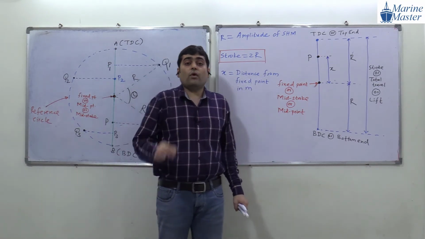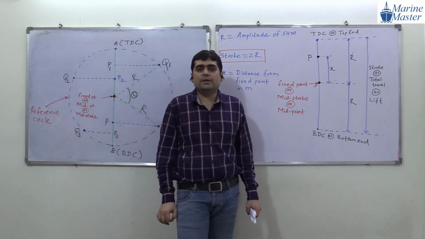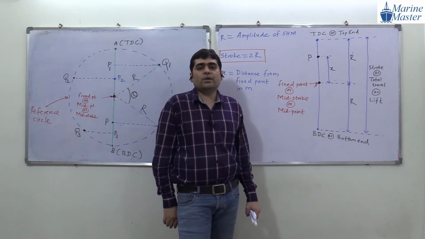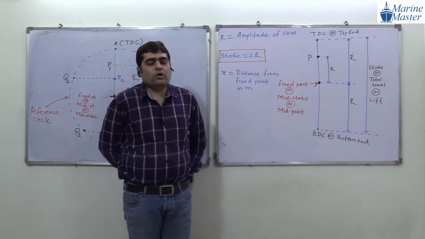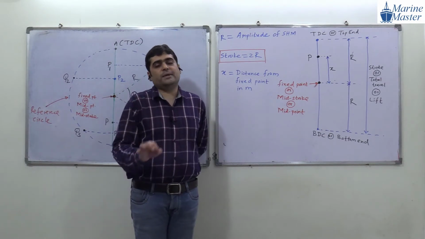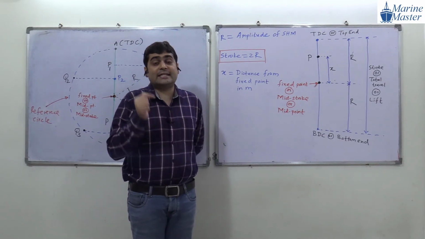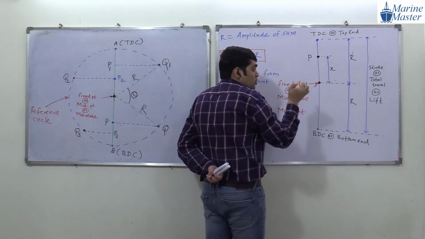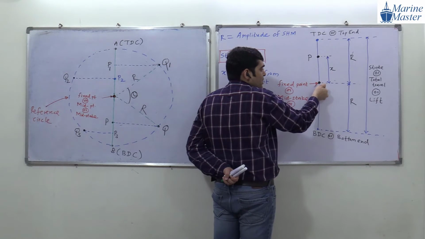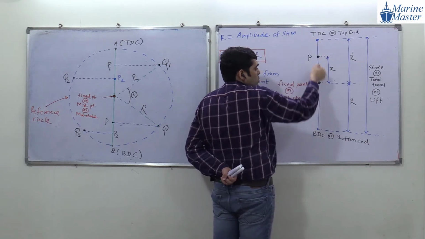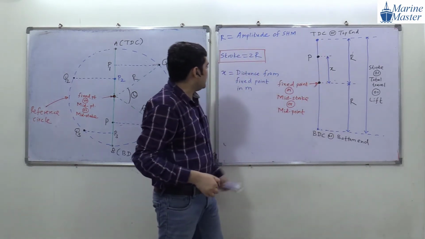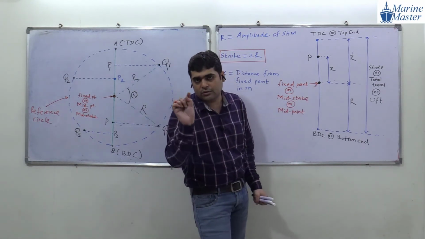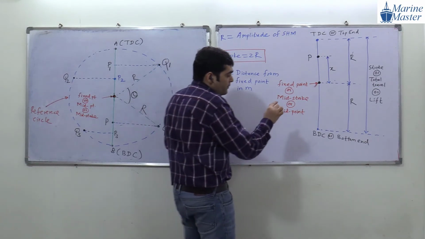Now my question is, what will be the lowest value of x? The lowest value of x is 0. See what I told you, it is the distance from the fixed point. It may be on this side or on this side. Point P can be at the fixed point or at TDC. When point P is at the fixed point, the value of x is 0.